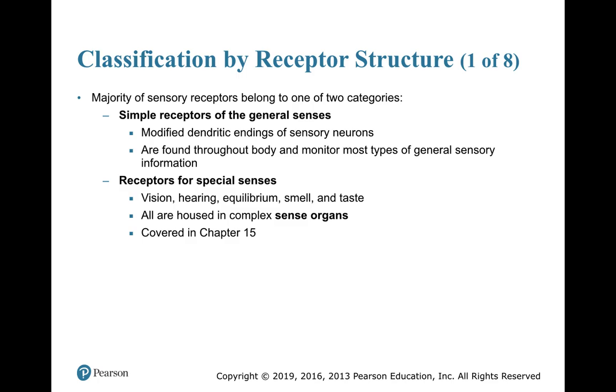Majority of receptors belong to one of two categories. They are either simple receptors of the general senses or receptors for special senses. The simple receptors are modified dendritic endings of sensory neurons. They're found throughout the body and monitor most types of general sensory information. The receptors for special senses are going to be vision, hearing, equilibrium, smell, and taste. Those are all housed in sense organs. They're called the special senses, and that will be covered in Chapter 15, which at this point I would anticipate us picking up again in the fall, hopefully when things are back to normal.